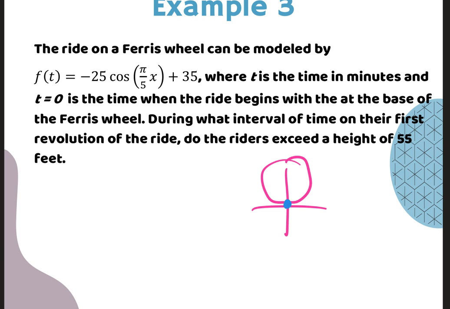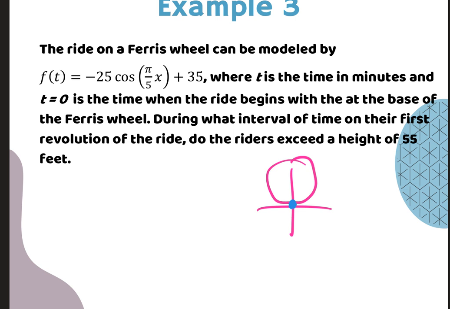During what interval of time on their first revolution of the ride do the riders exceed a height of 55 feet? All right, so we need to know the maximum distance traveled. So that would be our d plus our 25, or d plus a, which is 60. So 0 would be the bottom and 60 would be the top. And I need to know when it gets bigger than 55.